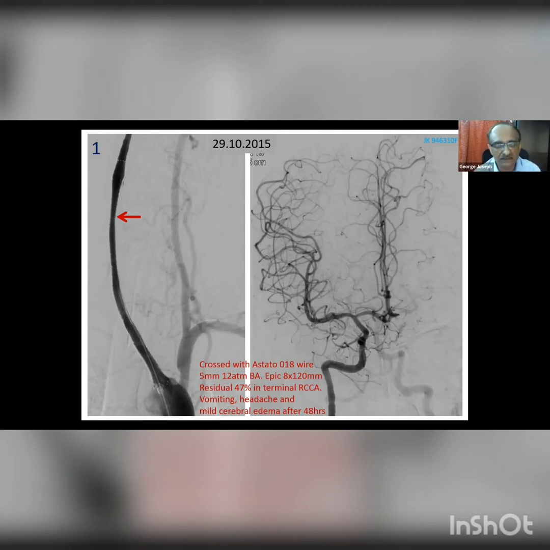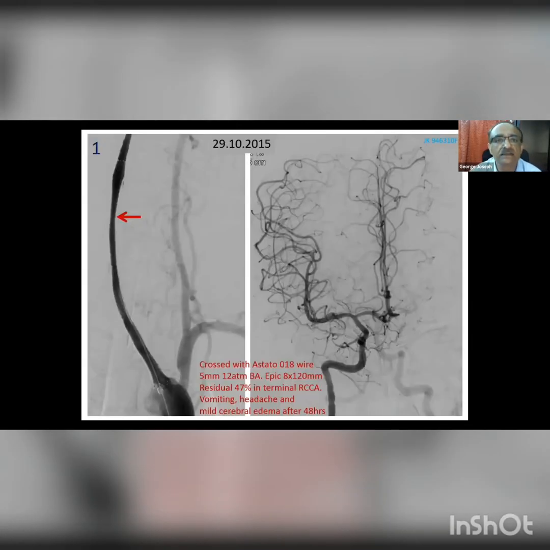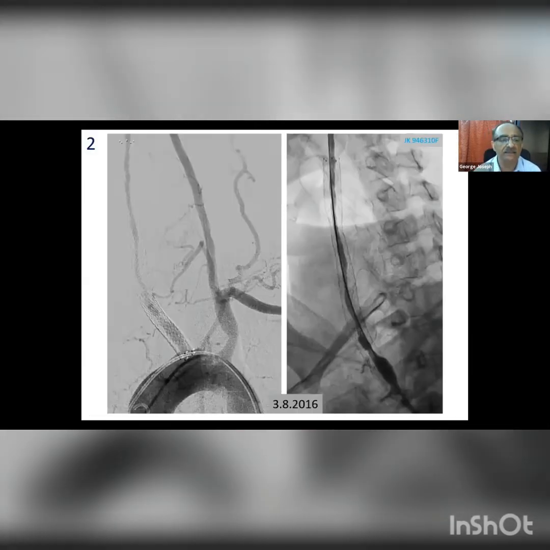Over the next 2 days, she developed vomiting and headache, and imaging showed some mild cerebral edema, which fortunately settled down. But the image on the right shows that this one artery was able to perfuse quite a lot of the anterior circulation on both sides. She came back to us later, I think this was 10 months later, and you can see that the stent has diffuse in-stent restenosis, and we are almost back to where we started.